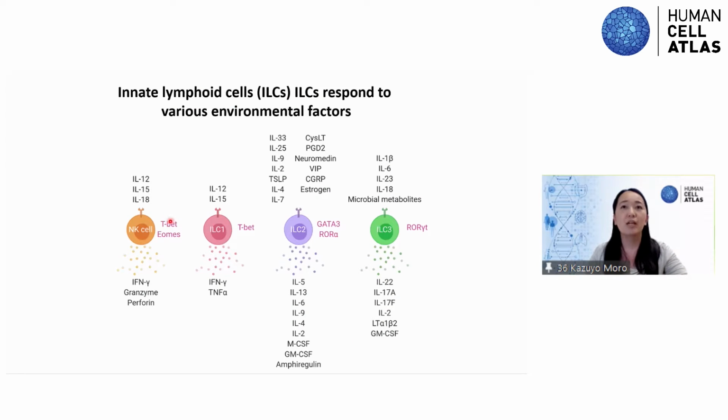ILC2 do not express antigen-specific receptors, but they can respond to a variety of environmental factors. For ILC2, these factors are important for the stimulation. And once ILC2 get stimulated, they produce IL-5, IL-13, IL-6, and other cytokines shown here. That's why ILC2 are now known to be related to allergic disease, because these cytokines are very important for inducing allergic diseases.